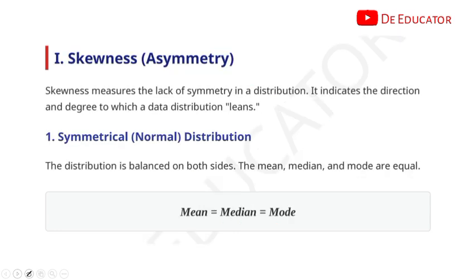So we have skewness. So for skewness, which is also known as asymmetry, skewness measures the lack of symmetry in a distribution. It indicates the direction and degree to which a data distribution leans.